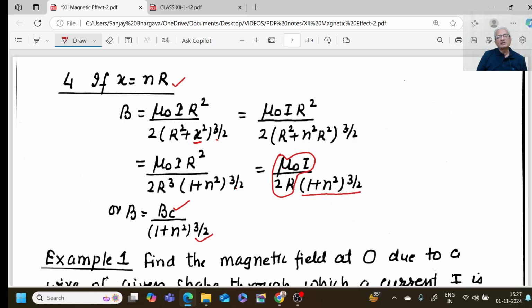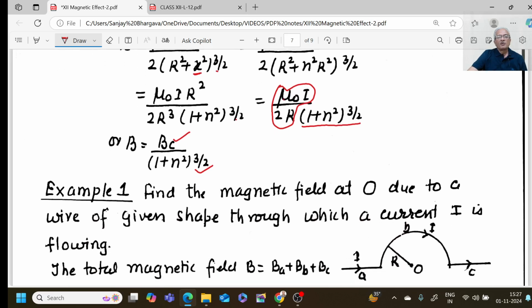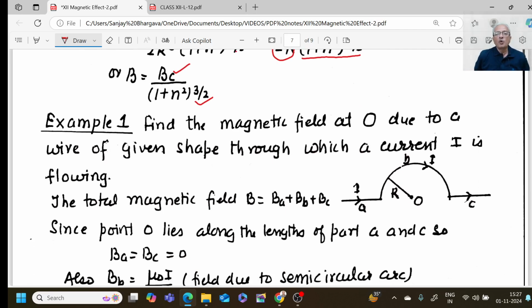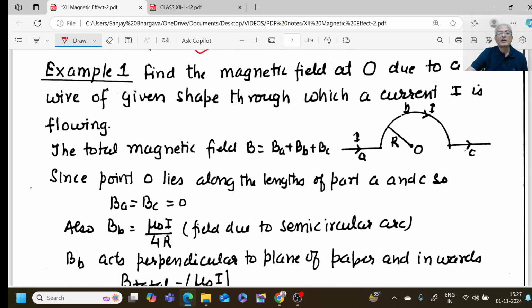Now we pick certain examples just to find out how well we have understood Biot-Savart's law and its applications. Example number 1. Find the magnetic field at the point O due to a wire of a given shape through which a current I is flowing. The total magnetic field at the point O would be given by the magnetic field due to parts A, B and C. Point O lies along the length of parts A and C, so magnetic field BA and BC would be equal to 0.